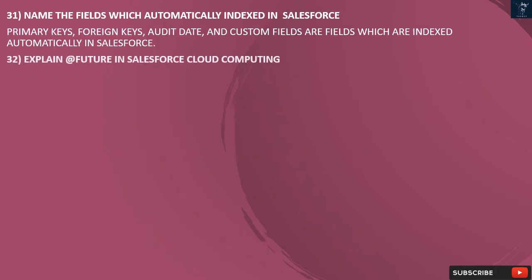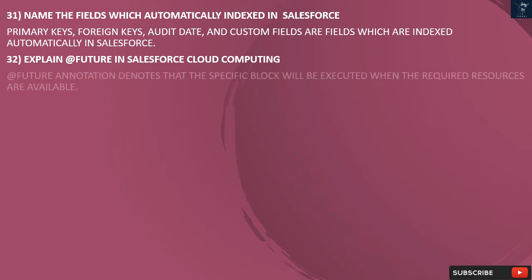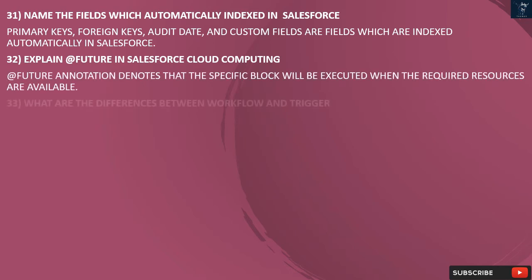31. Name the fields which are automatically indexed in Salesforce. Primary keys, foreign keys, auto date, and custom fields are fields which are indexed automatically in Salesforce. 32. Explain @future in Salesforce Cloud Computing. The @future annotation denotes that the specific block will be executed when the required resources are available.